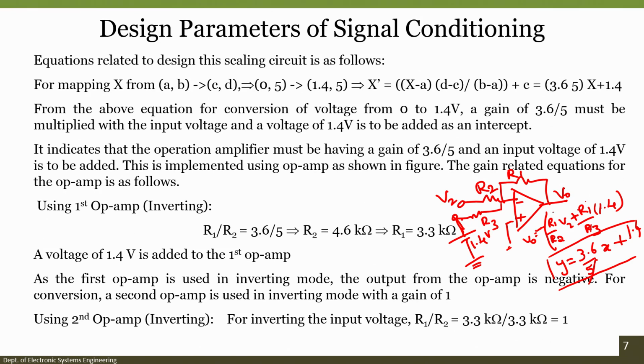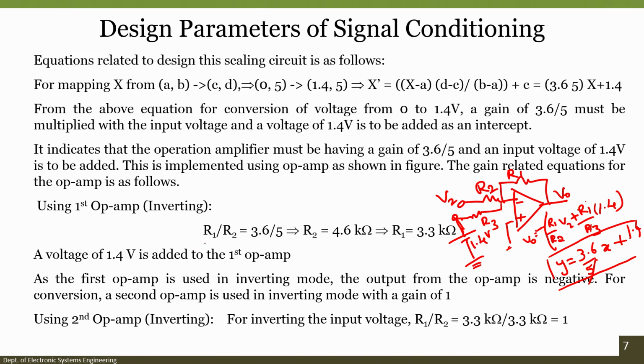These two resistances, when they are connected, should give me the slope that I got while I derived the mathematical equation, which was 3.6 by 5. So, when you do this permutation and combination, it can be seen that if you need this slope and this voltage, you can choose the resistance value appropriately.